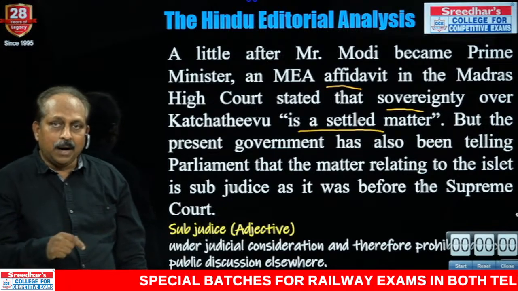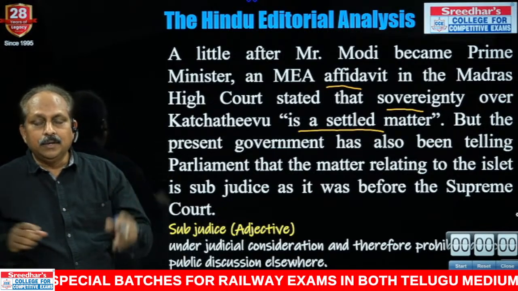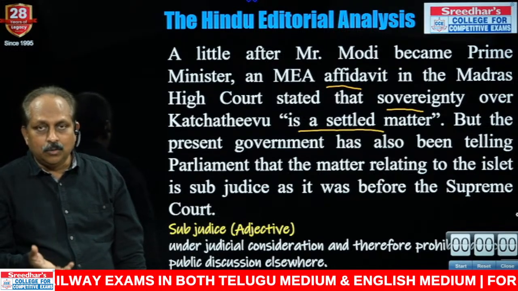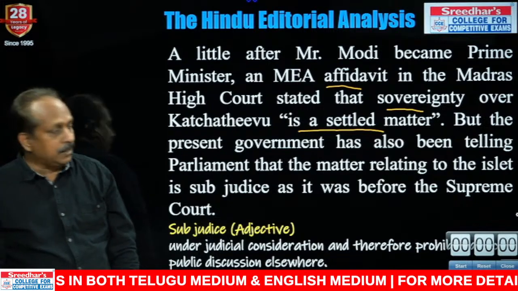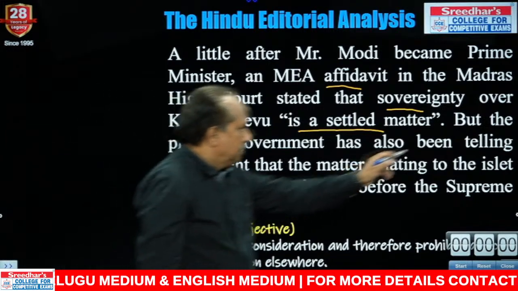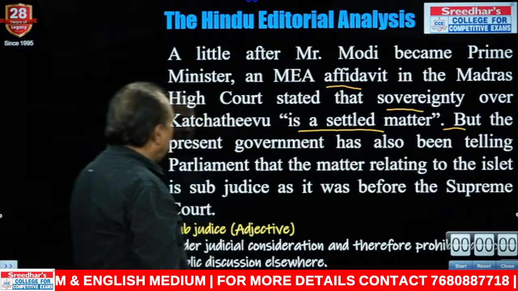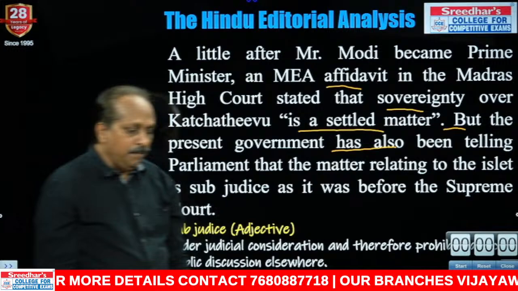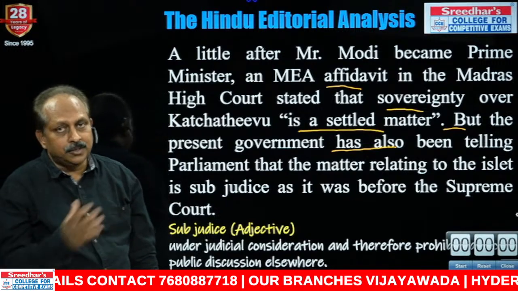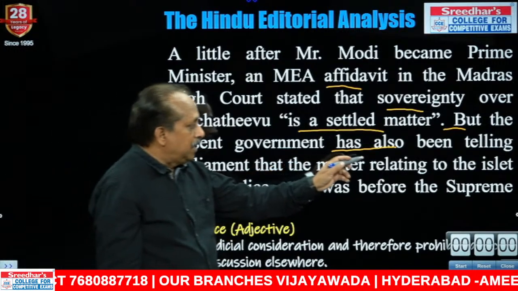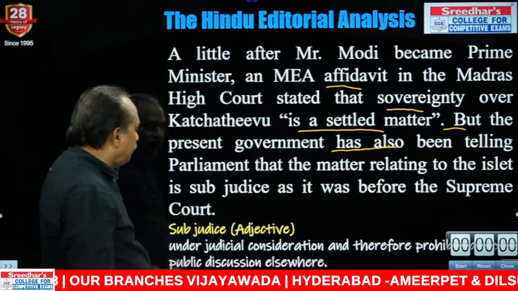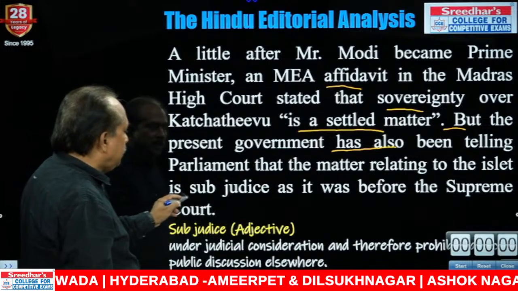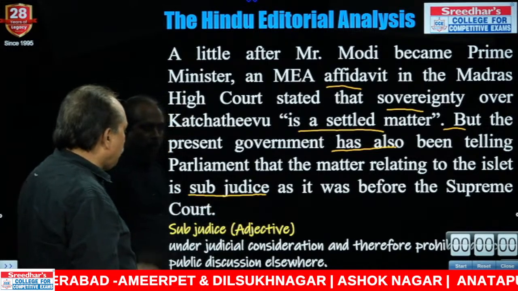Because it's a settled matter, the editorial starts with should not rake up. Rake up means what? Bringing back forgotten, controversial issues. But coming to the present, the present government has also been telling Parliament, the same stand, present perfect continuous, that the matter relating to the islet is sub judice as it was before the Supreme Court.